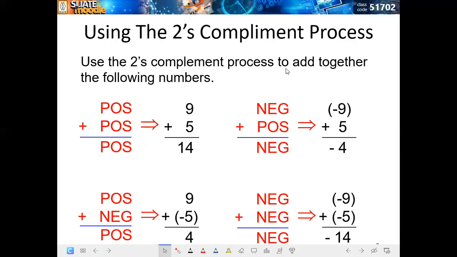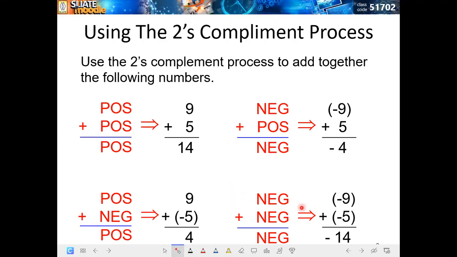Use the 2's complement process to add together the following numbers. There are 4 ways when you add 2 numbers together. One is you can add a positive number with another positive number, then you will get a positive result. Then you can add a negative number with a positive number where the negative number is greater than the positive number. Then you will get a negative result because the negative number is greater.